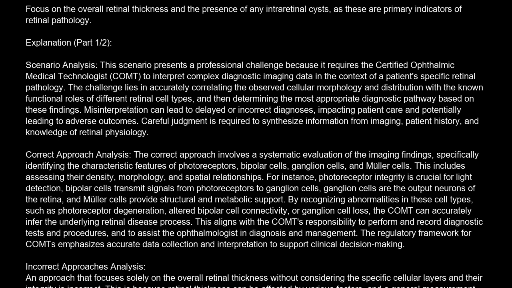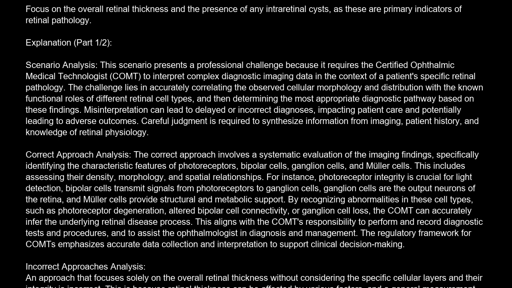The challenge lies in accurately correlating the observed cellular morphology and distribution with the known functional roles of different retinal cell types, and then determining the most appropriate diagnostic pathway based on these findings. Misinterpretation can lead to delayed or incorrect diagnoses, impacting patient care and potentially leading to adverse outcomes. Careful judgment is required to synthesize information from imaging, patient history, and knowledge of retinal physiology.